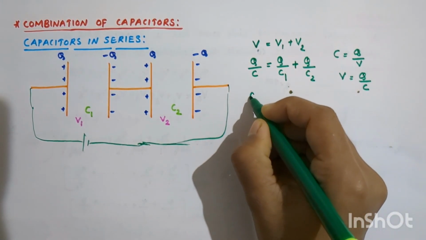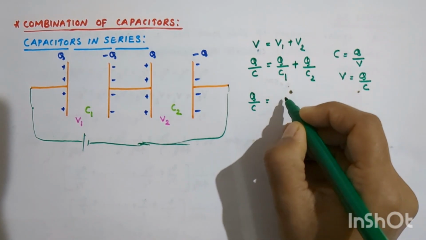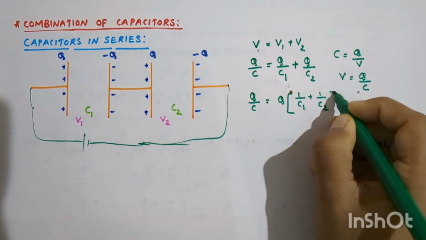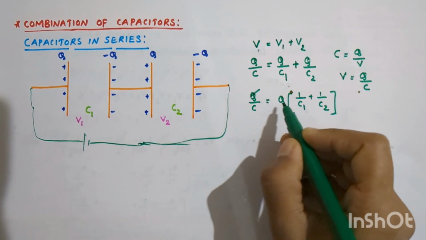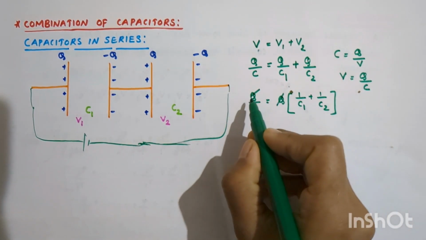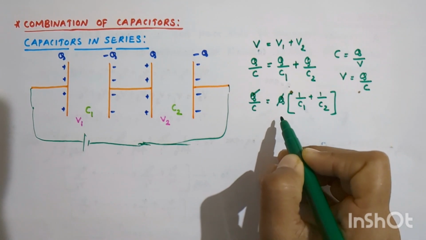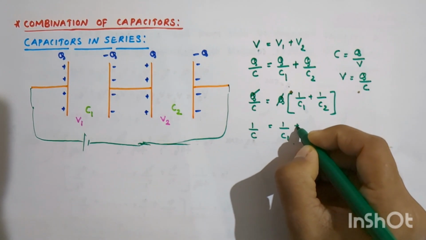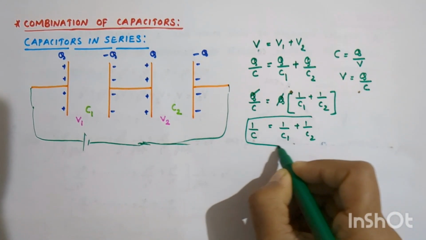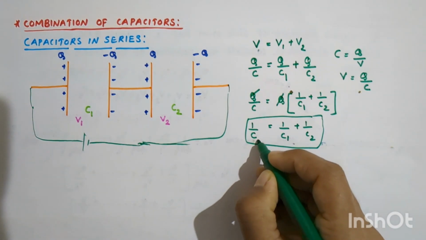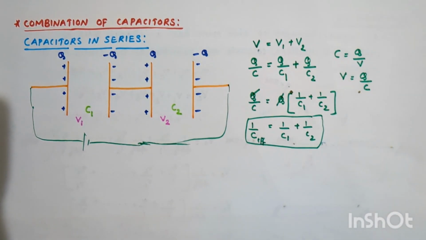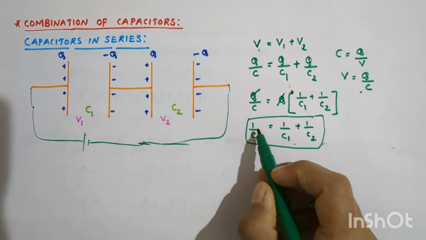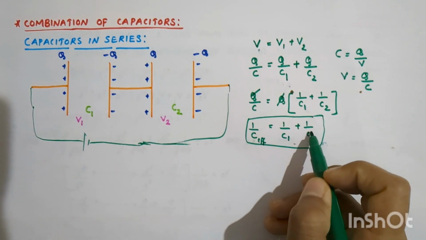Now this can be written as Q by C is equal to, taking Q outside, Q times 1 by C1 plus 1 by C2. Now this Q and this Q can be cancelled. That is, if you take this Q to this side, it comes to the denominator, and they get cancelled. So that we get 1 by C is equal to 1 by C1 plus 1 by C2. This C is the effective capacitance of the series combination. So when two capacitors are connected in series, their effective capacitance has this form: 1 by C is equal to 1 by C1 plus 1 by C2.